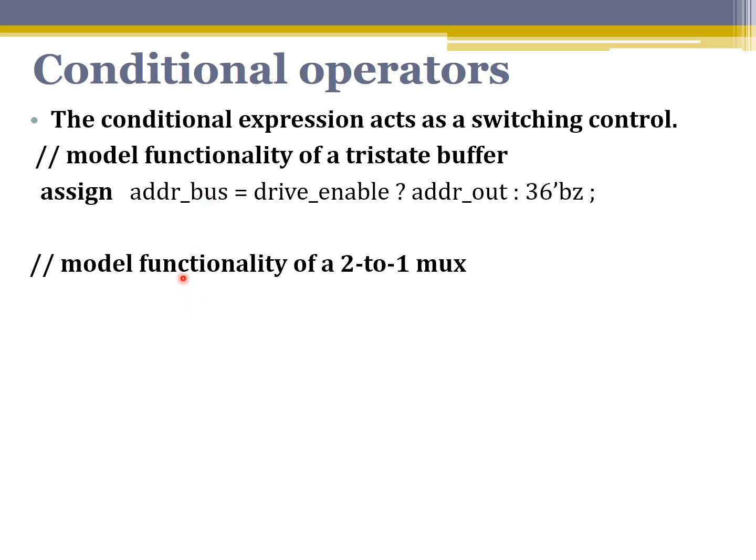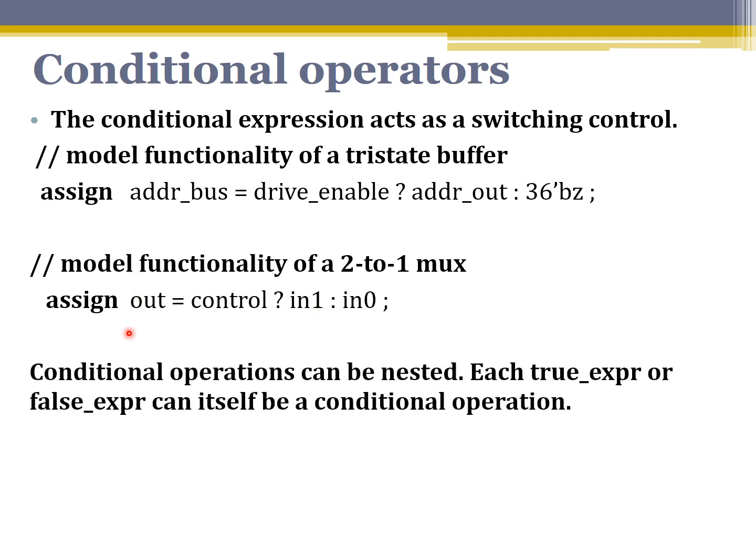Similarly, we can model the functionality of a 2:1 mux using the conditional operator. A 2:1 multiplexer will have two inputs, one select line, which we have named here as control, and one output. A multiplexer has a single output. Control is a selection line. If this control line is 0, 0 means the false expression. The false expression here is input 0, so input 0 is assigned to output. If the control signal is 1, the true expression, that is the one immediately after the question mark, is evaluated. Input 1 is assigned to output.